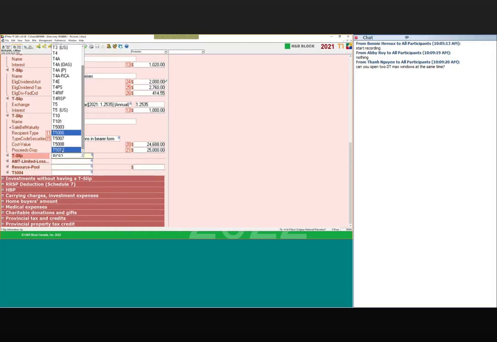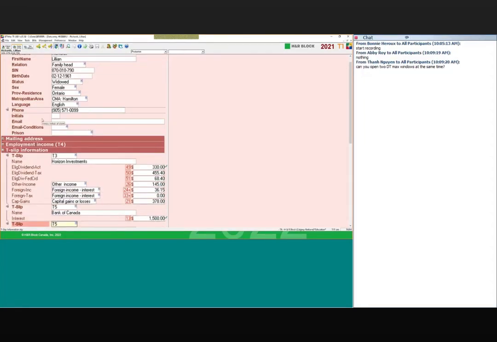Sometimes you'll see a T5013, which will make you tear your hair out, but we really don't see a lot of those. If you got that in a first-year setting, I would definitely ask a senior tax pro to help you with that one, because we don't do that one. It's a very challenging one. Those are the T-slips, and I'm just going to close it now.